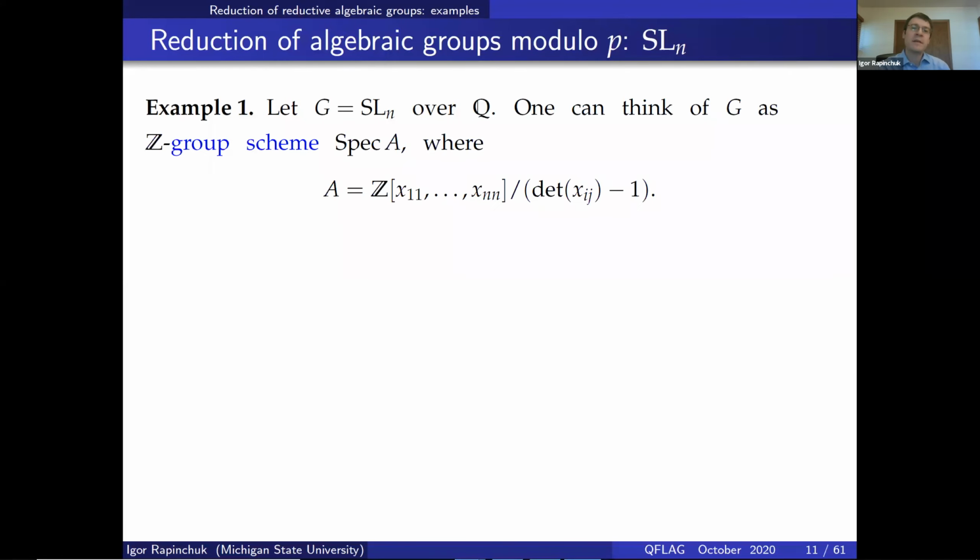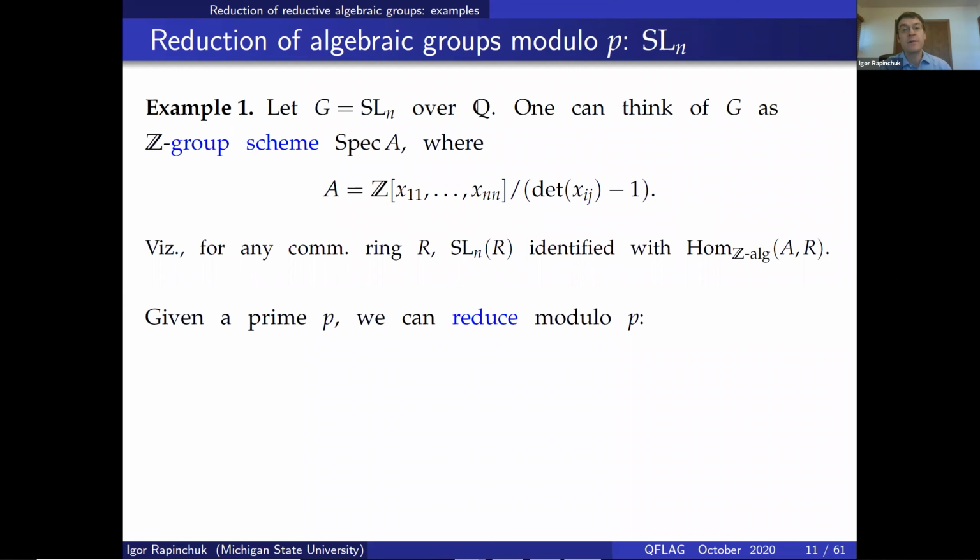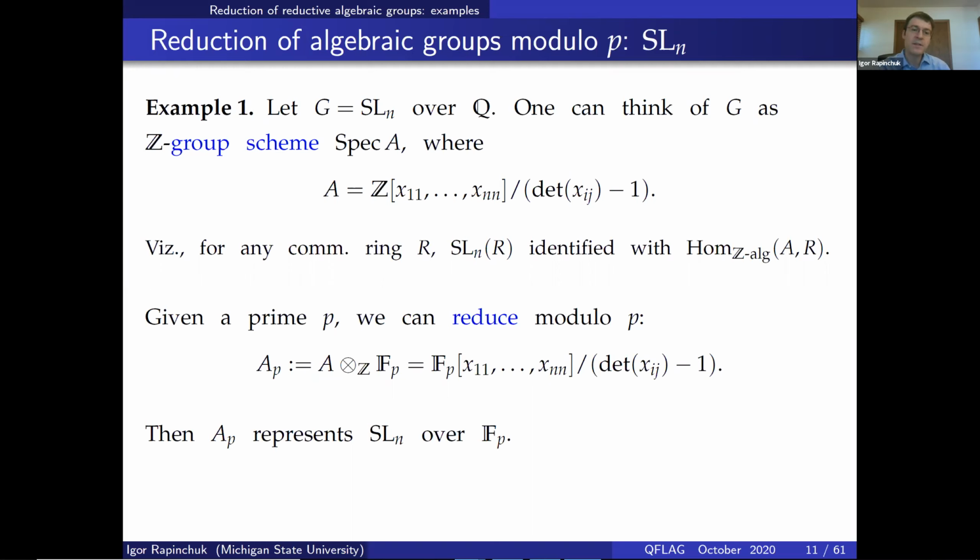Now, the way we can make this argument a little more precise is to say that we can view G as a group scheme defined over Z, represented by this quotient of the polynomial algebra that I have on the slide. And then we can consider the reduction of this algebra modulo p, and we get an algebra of a similar form, but now over the finite field Fp. And clearly this algebra represents the group SLN over Fp. And so therefore, as we intuitively know, the reduction of SLN mod p is SLN over Fp.